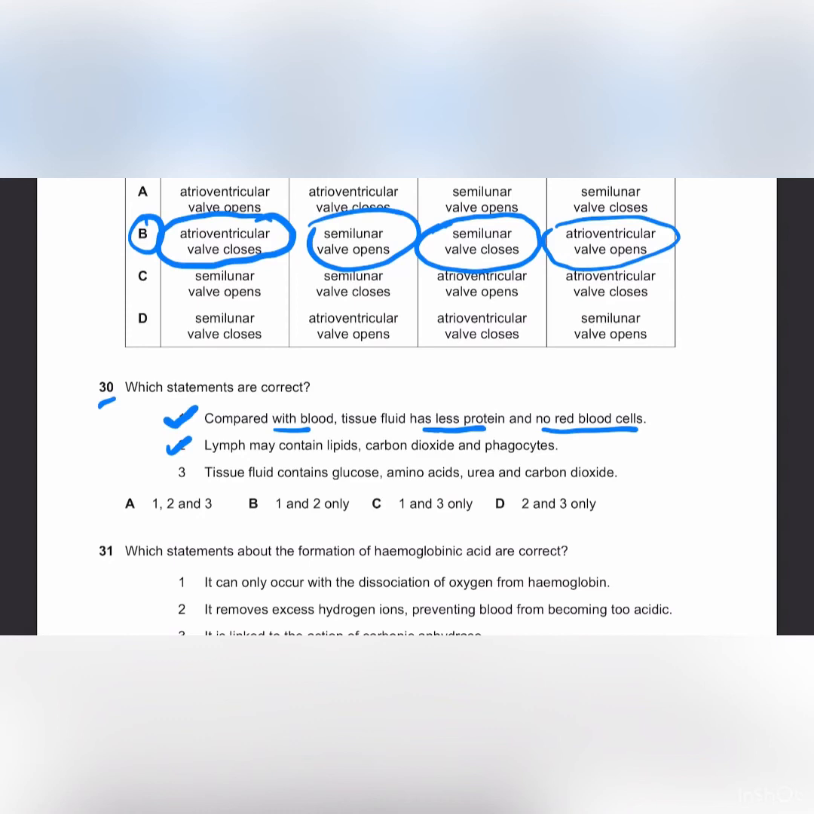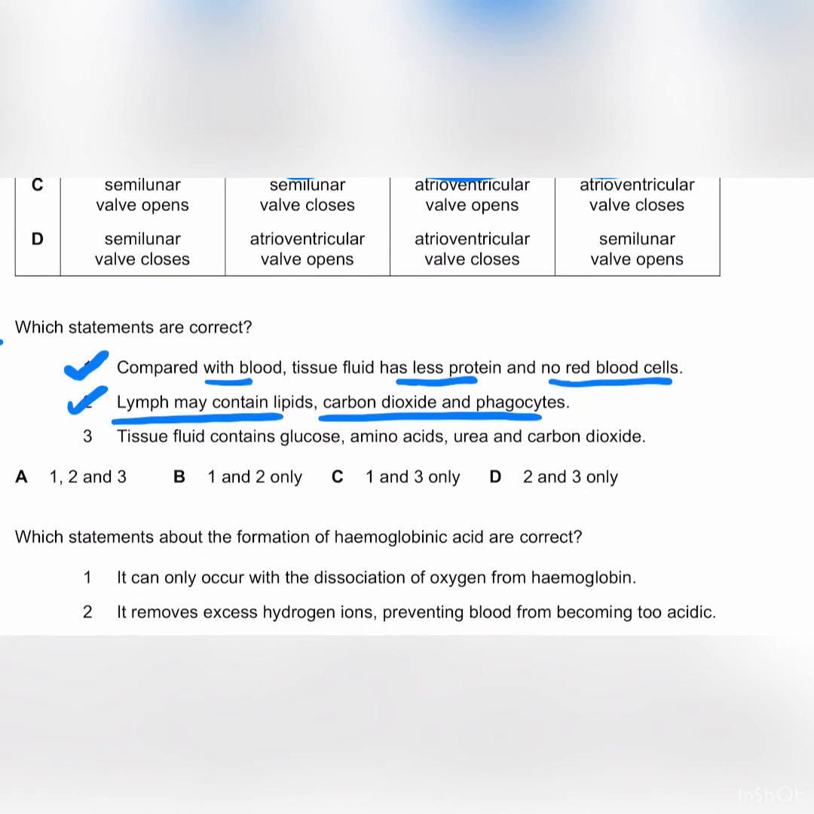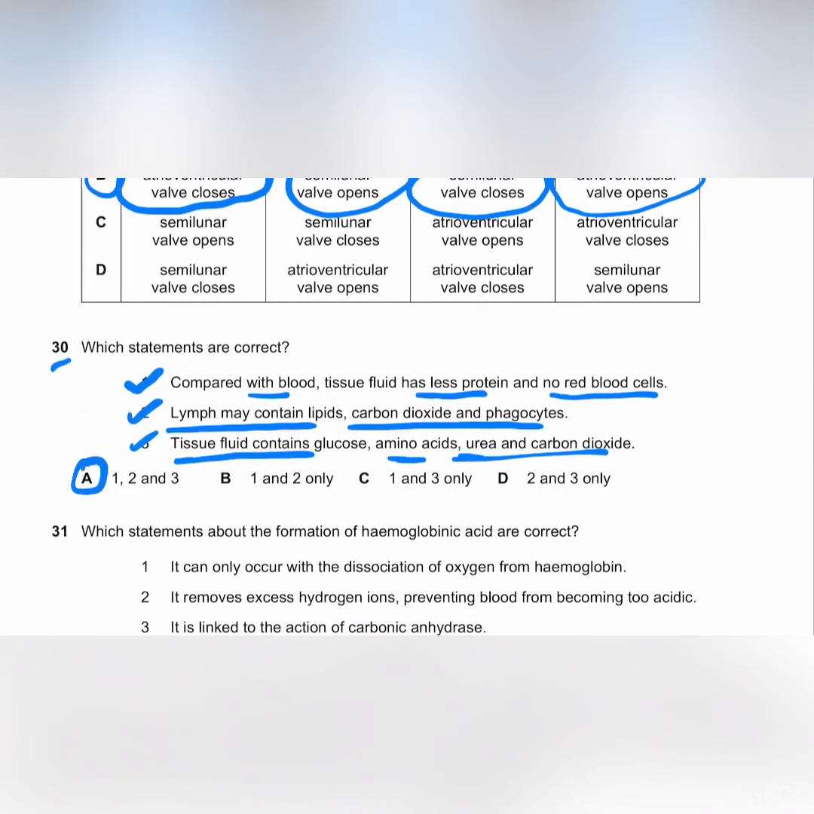Lymph may contain lipids, carbon dioxide, and phagocytes. This is true. Lymph inside the lymph vessels has phagocytes in it, and also has carbon dioxide and lipids. Tissue fluid contains glucose, amino acids, urea, and carbon dioxide. This is true. Tissue fluid is a medium between the blood and the cells of the body, and tissue fluid also contains nutrients and waste products. So tissue fluid can contain glucose, amino acids, urea, and carbon dioxide. The answer is A, 1, 2, and 3. These all statements are correct.